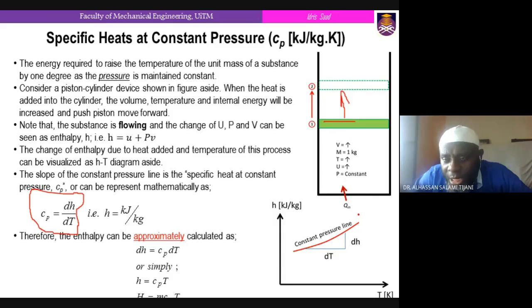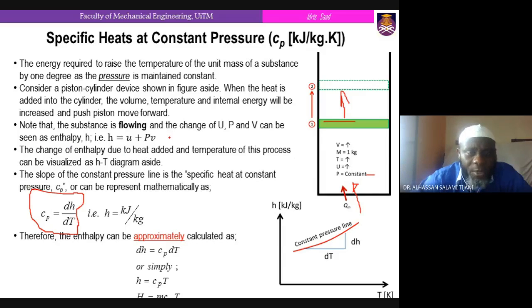So if we add heat to this, the moment you transfer heat to it, the piston moves up and cancels the effect of the pressure building up. So pressure will remain constant over here. Whereas on the other hand, internal energy is going to increase, temperature is going to increase, and volume is going to increase. You understand?